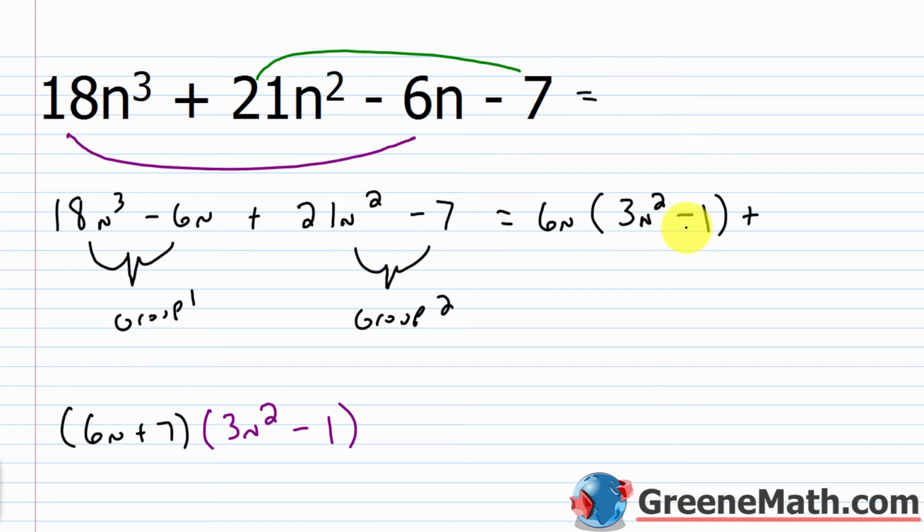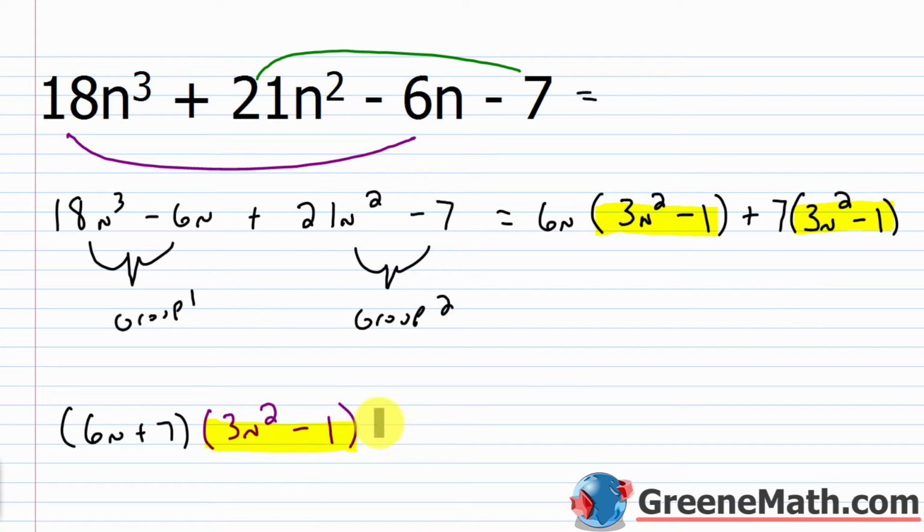Now, if you look at group 1 and what we pulled out, the binomial inside the parentheses is positive then negative. If I pull something out here, I'm going to want that same configuration. I'll want positive then negative. So seeing that, I know I want to just pull out a positive 7. So pull out a 7, and what would happen? 21n squared divided by 7 is 3n squared. Negative 7 divided by 7 is negative 1, so minus 1. And again, you get your common binomial factor of 3n squared minus 1.